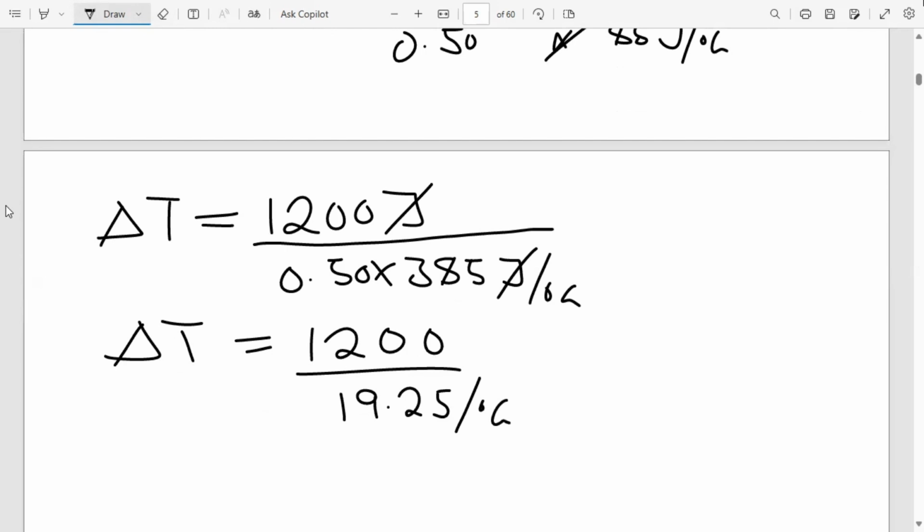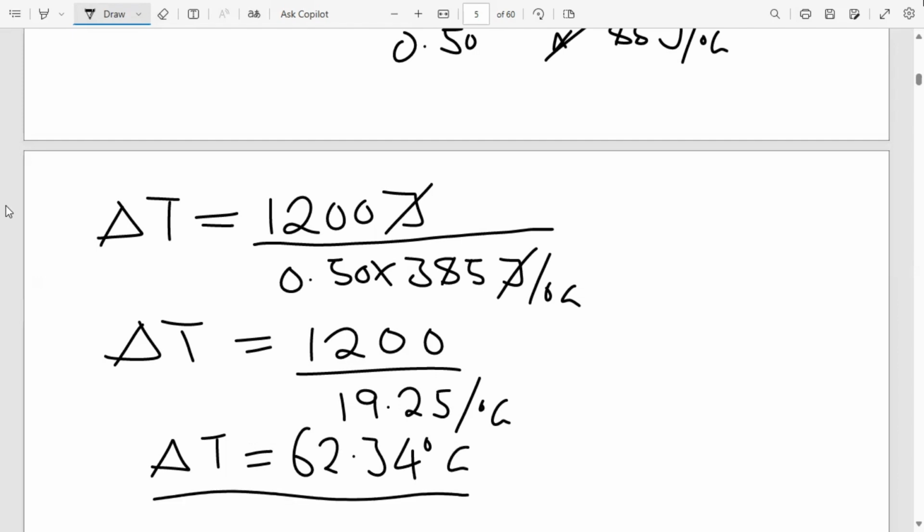So 19.25 into 1200, I'm getting a change in temperature which is equal to 62.34 degrees Celsius. So this is the change in temperature.